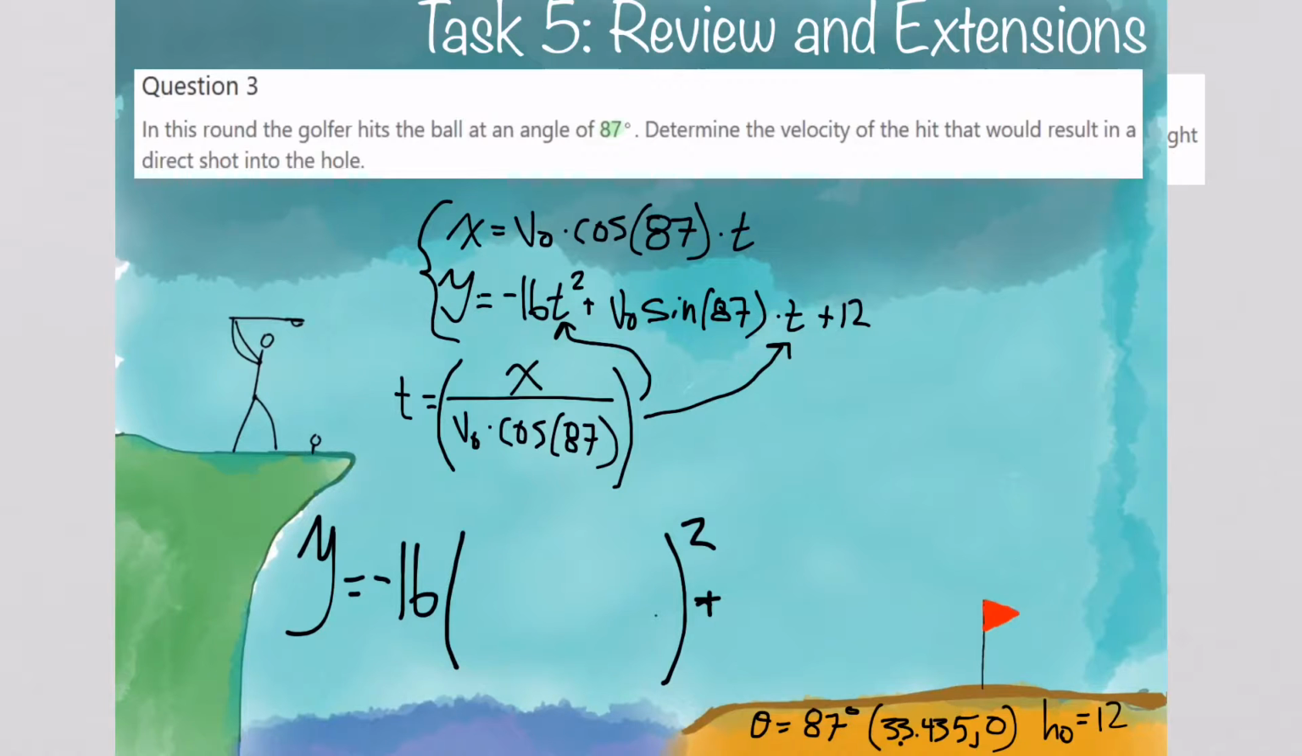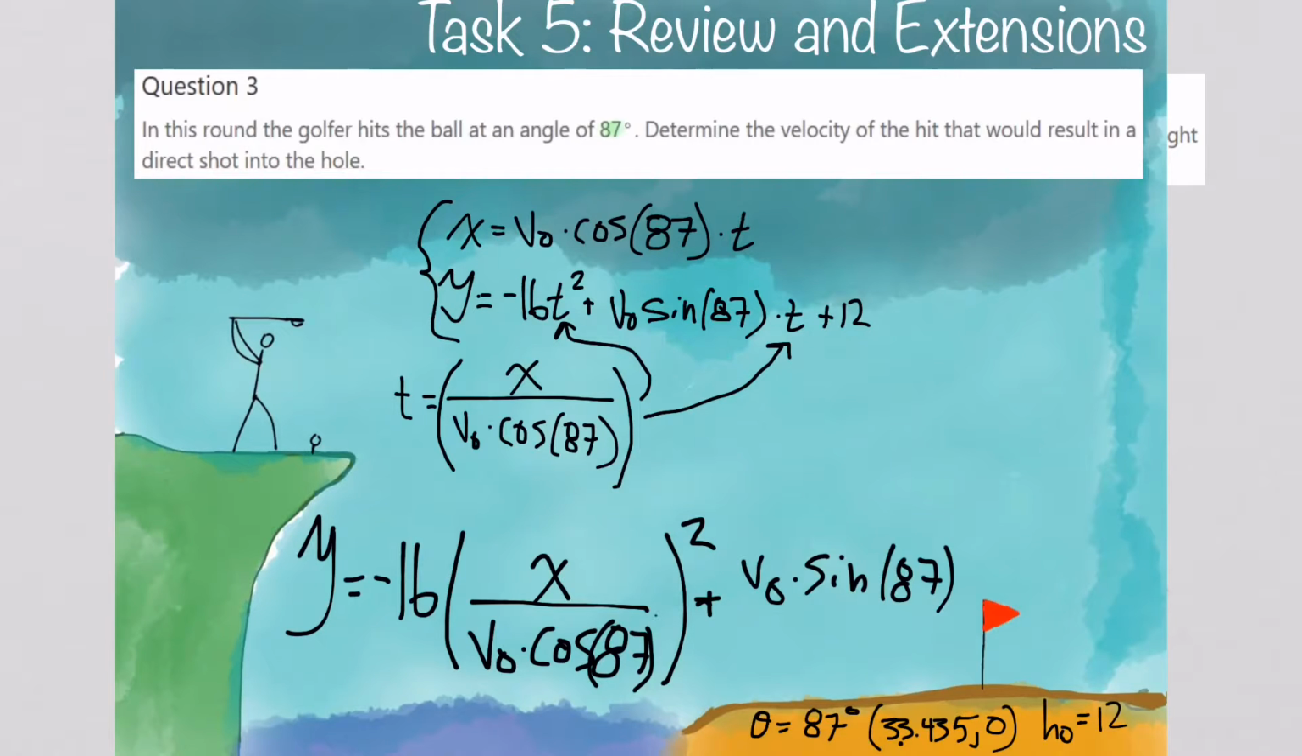As we start to make our substitution, notice that we will start by writing our y equation as we see it. y equals negative 16, but then instead of writing t, we are writing this equivalent expression for t, x over v naught times cosine of 87. And that entire expression needs to be squared because the t was squared in the original y equation. Now we will add to that v naught times the sine of 87 times t. But again, instead of t, we're writing this expression, which is x divided by v naught times the cosine of 87. And then finally, finishing the y equation, plus our constant 12.